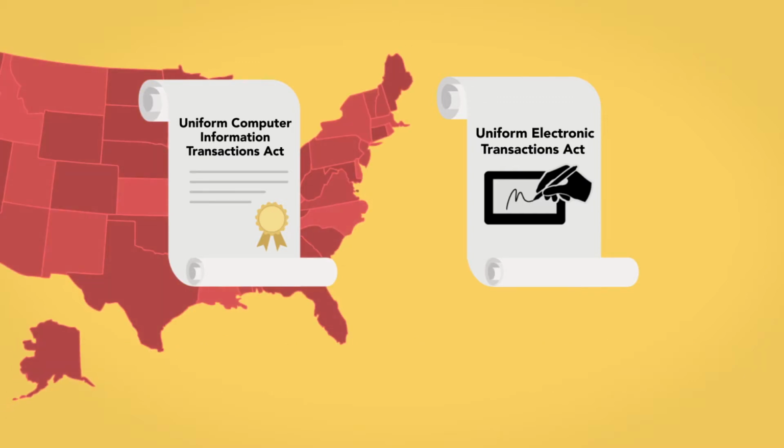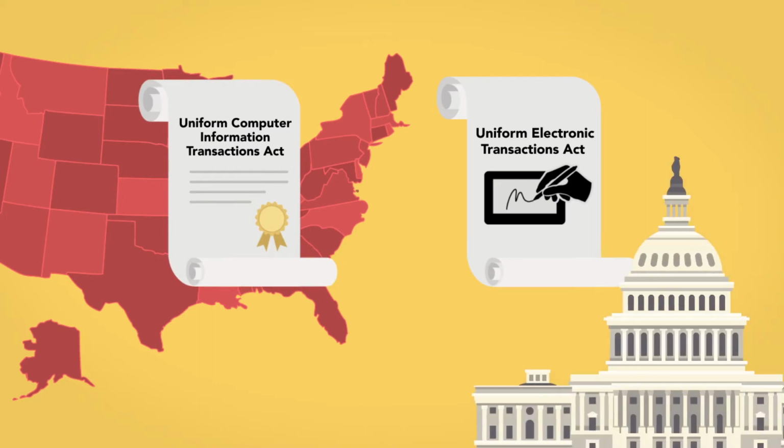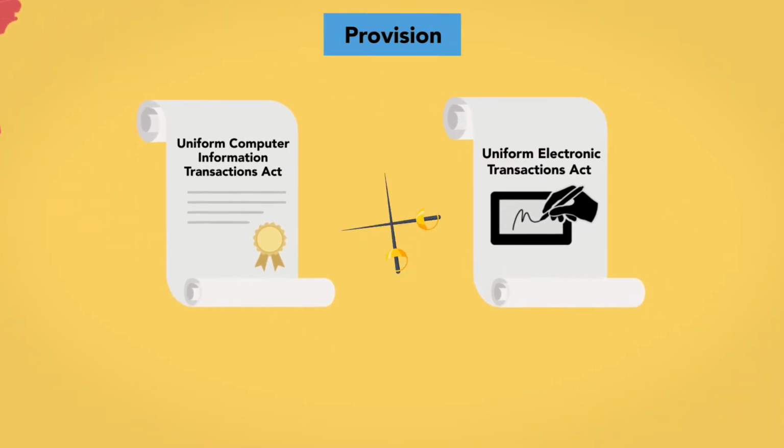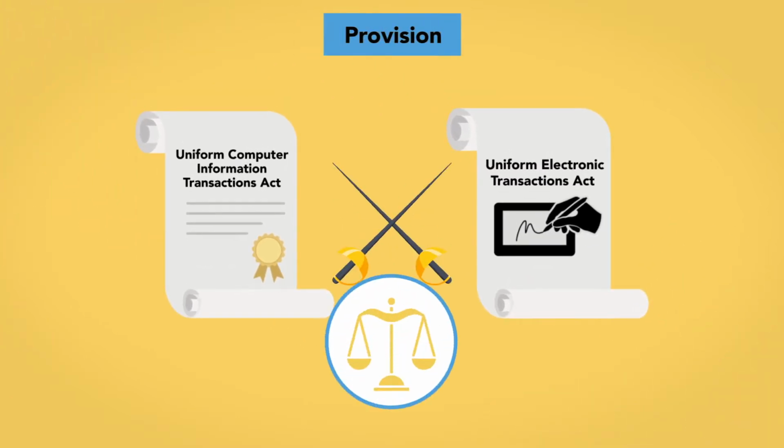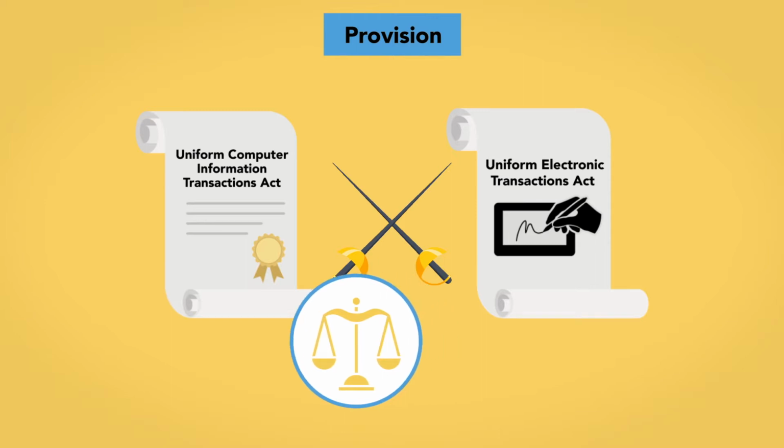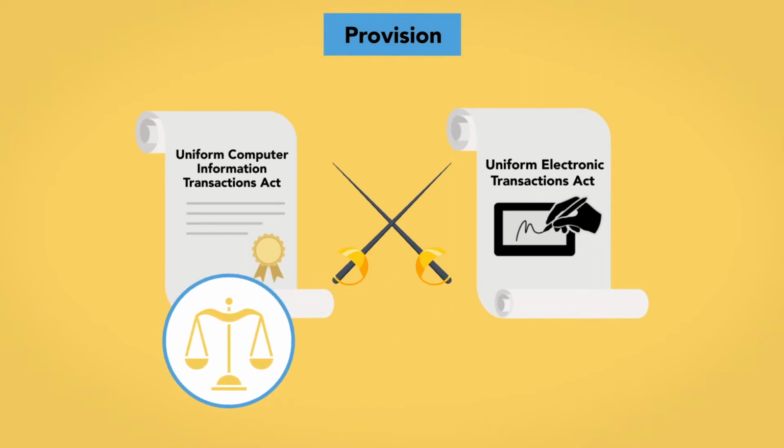Because most states had already adopted the Uniform Electronic Transactions Act by the time Congress enacted E-SIGN, the federal legislature decided to include a provision that, where they conflict, the federal law typically defers to the Uniform Act's substantive requirements.